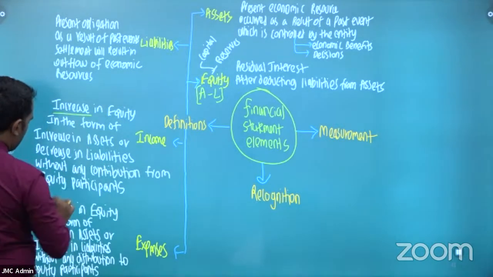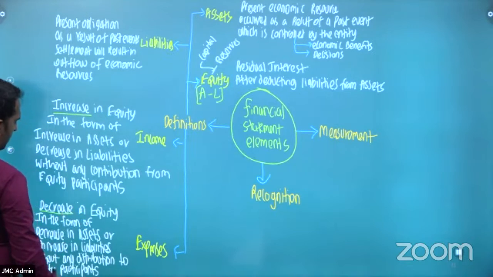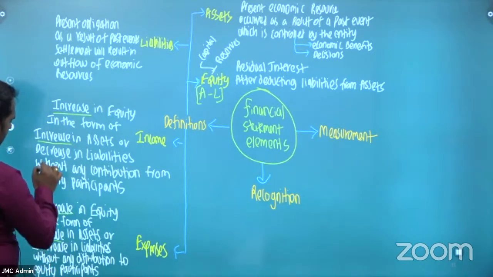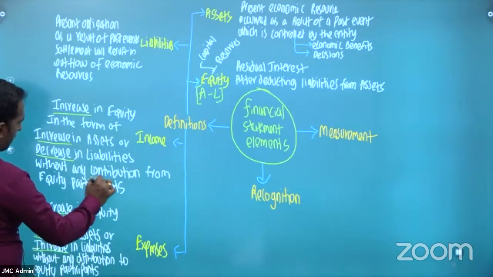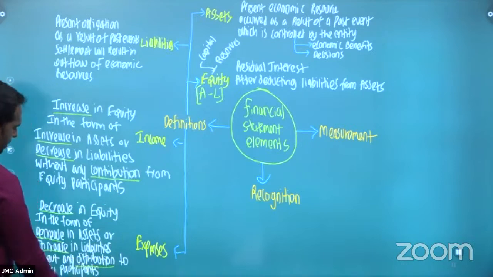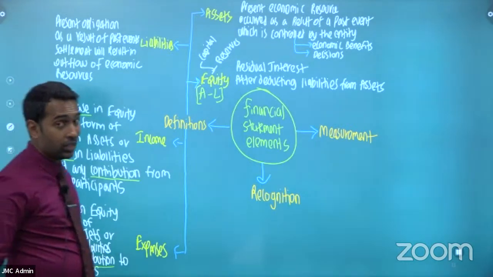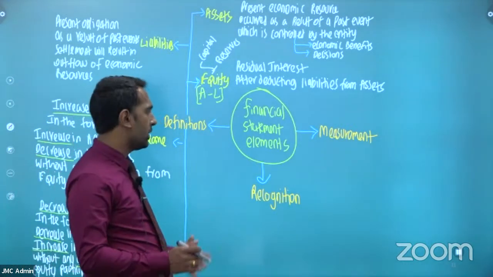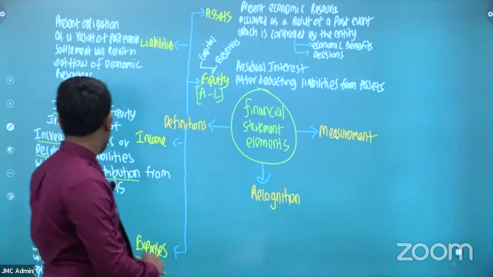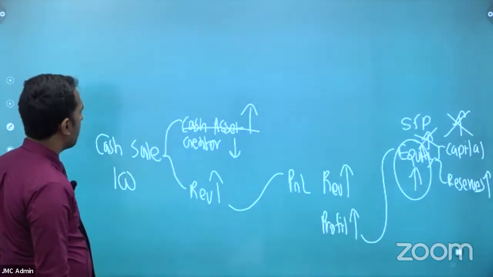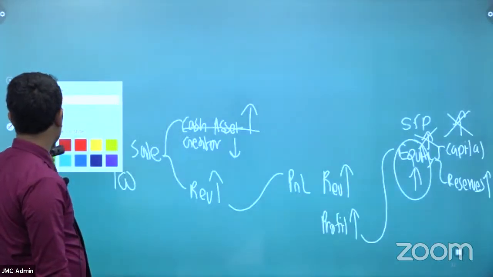Instead of increase, here we are using decrease. Increase, we are using decrease. Decrease, we are using increase. Contribution, we are using distribution. So it's compared from the income to expenses, it's a matter of changing a small amount of words. So what is the meaning of an expense?